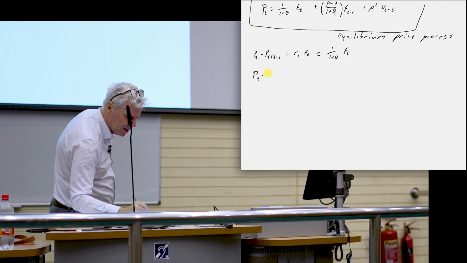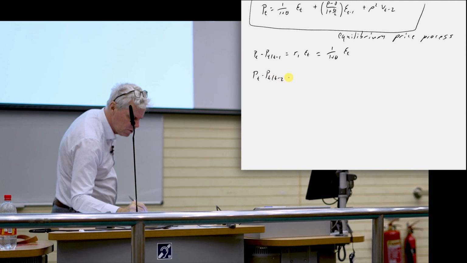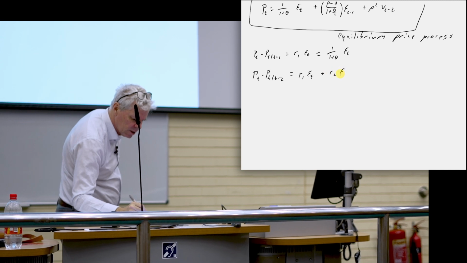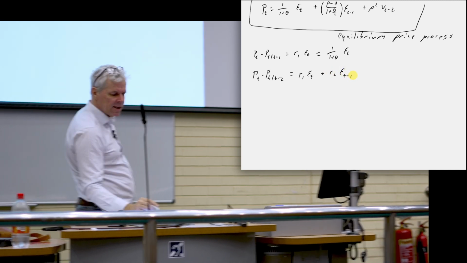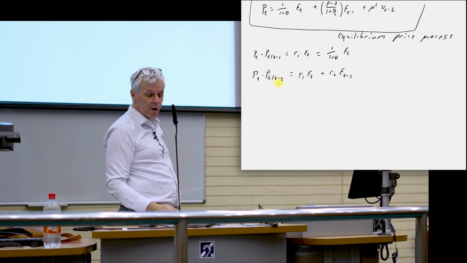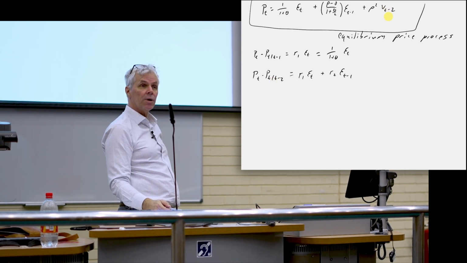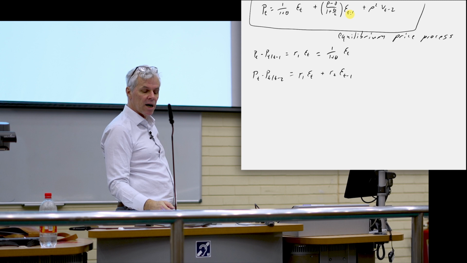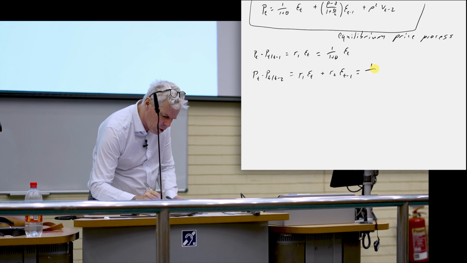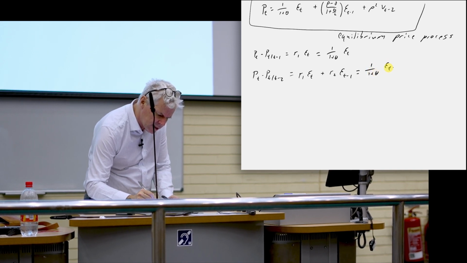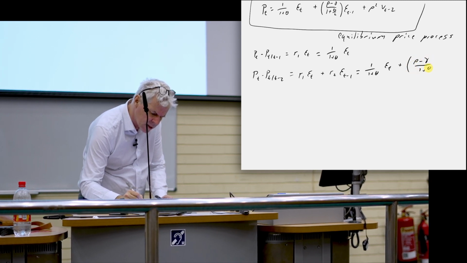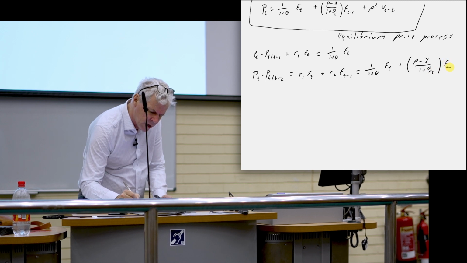And Pt minus Pt given t minus 2 is going to be equal to R1 Et plus R2 Et minus 1. Because again, this is the actual price process. And when you're making your predictions 2 periods ago, you knew Vt minus 2, so you're not going to screw up because of that, but you didn't know the shock in period t minus 1, and you didn't know the shock in period t. So this is going to be equal to 1 over 1 plus theta Et plus rho minus gamma over 1 plus theta over 2 Et minus 1. Okay.